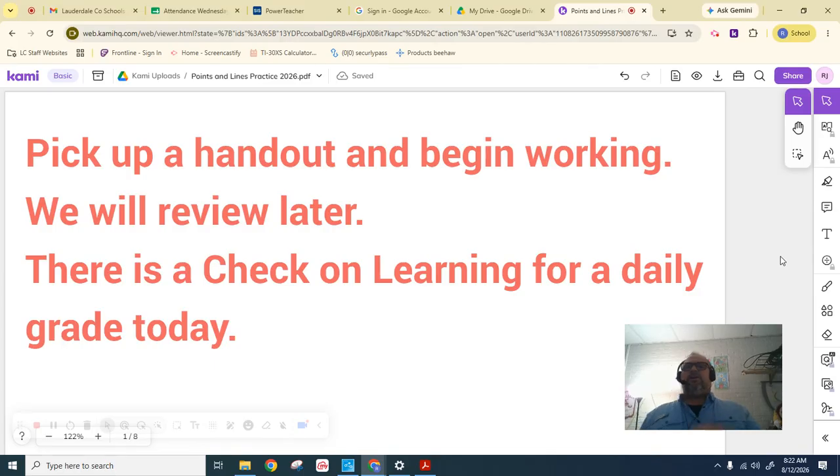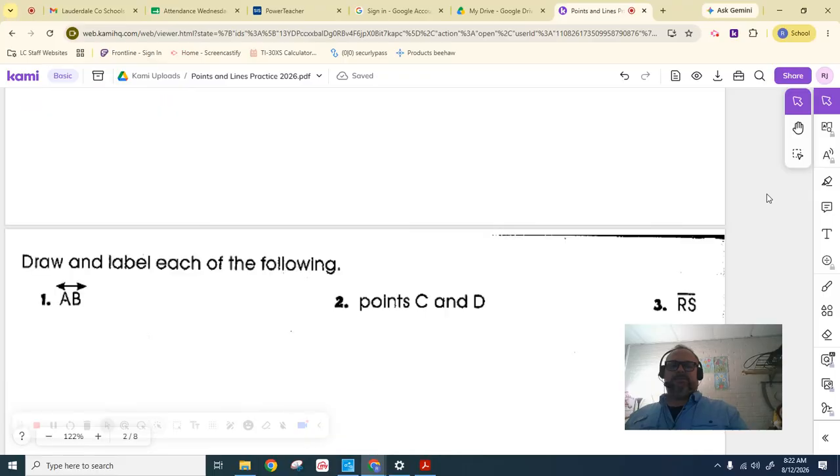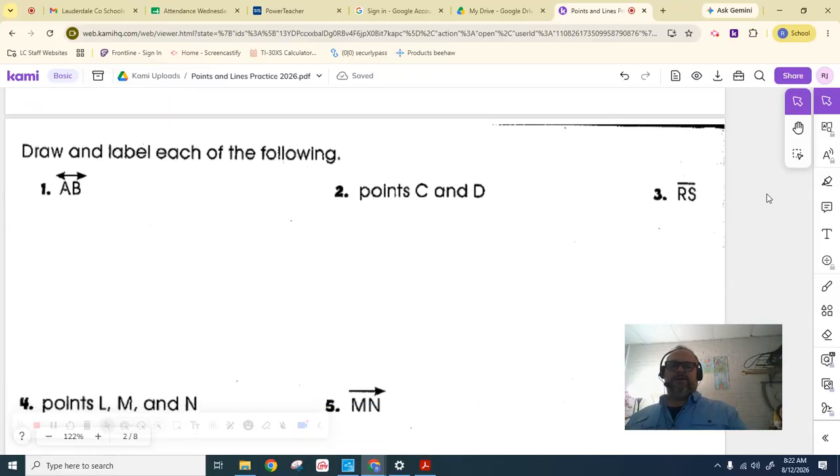Today was our first day of picking up a practice handout, working on it, seeing if you could actually decipher what you did yesterday and apply it to something. Now, you do have a check on learning today. Check on learning is a daily grade. It's open notes. You get to use both today's notes and yesterday's notes.